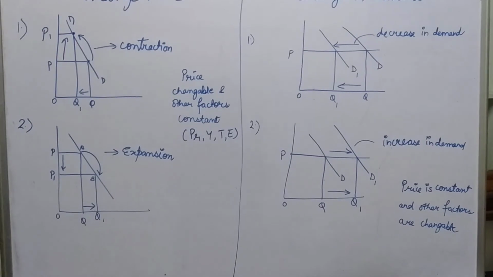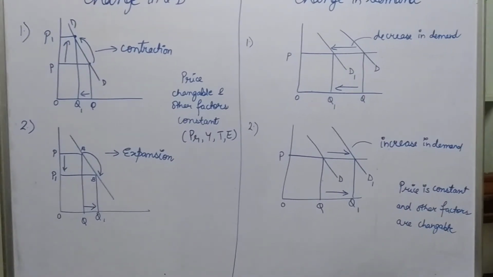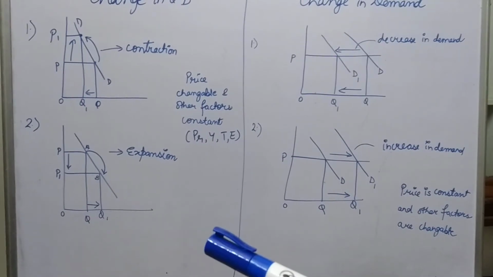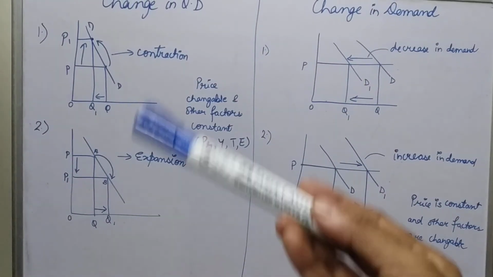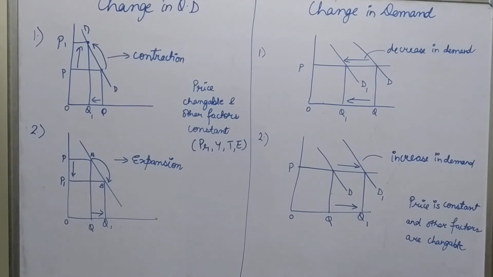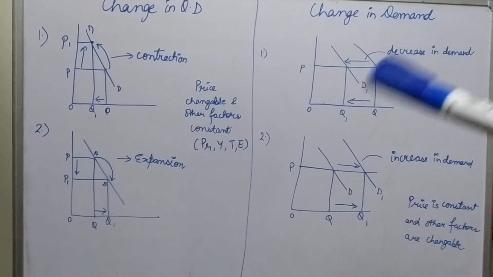So according to the questions, if you see that there are changes in the other factors, then you have to show the shifts. But if you feel in the question that there is only a change in the price, then you have to draw the change in quantity demanded diagrams. Now tomorrow we will do shifts in demand. That means we have to show shifts, rightward shifts or leftward shifts.